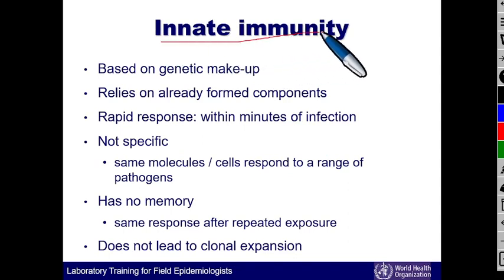Innate immunity is based on genetic makeup, relies on already formed components, and gives a rapid response within minutes of infection. It is not specific. The same molecules and cells respond to a range of pathogens. It has no memory. The same response occurs after repeated exposure, and it does not lead to clonal expansion.